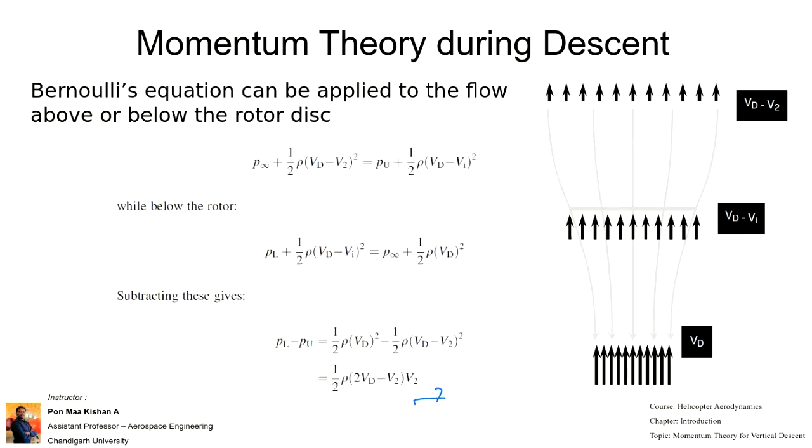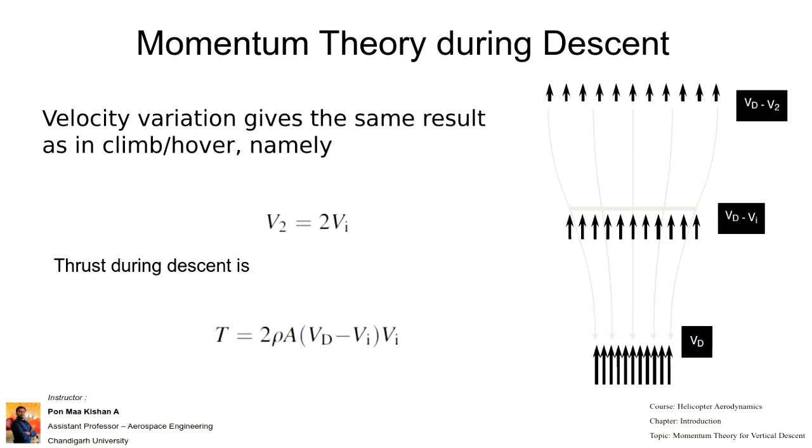Equating all those equations, we get the same value of velocity, that is v2 equal to 2v1. So the velocity variation for the hovering condition, for climb, for descent: the exit velocity has to be maintained with v2 equal to 2v1. The exit velocity in the descent phase has to be maintained at 2 times the velocity induced in the rotor blade. By this we can maintain the stability of the helicopter during descent.